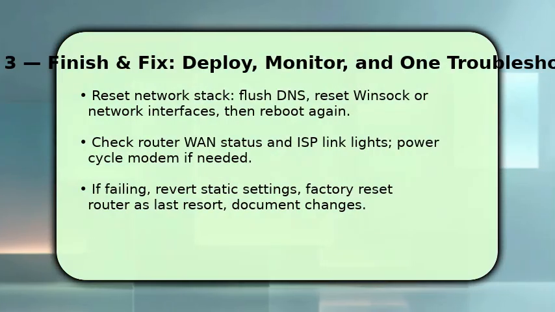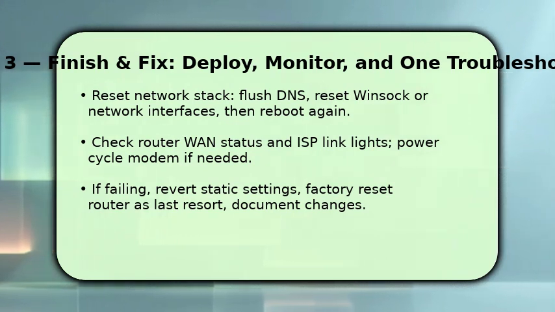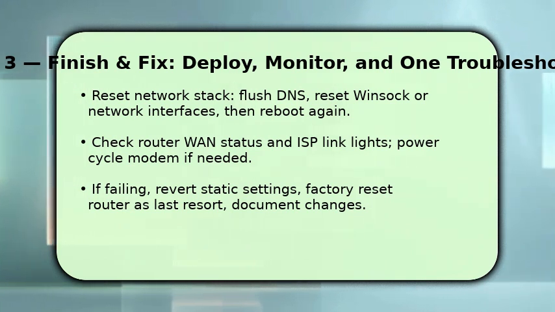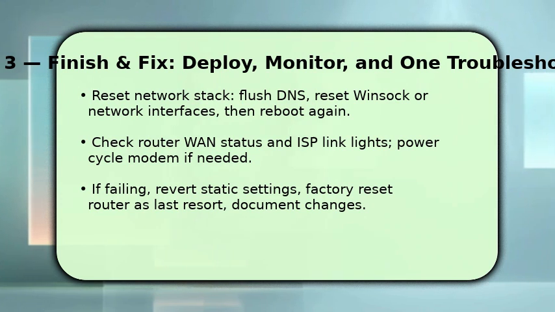To finish, reset the network stack and confirm the router's WAN link because that often restores internet access. Flush DNS, reset the network interface or WinSock, and reboot the device. These steps clear corrupted caches and stuck drivers. Inspect the router's WAN status lights, and if the ISP link looks down, power cycle the modem.